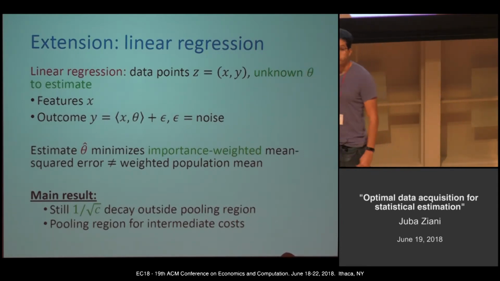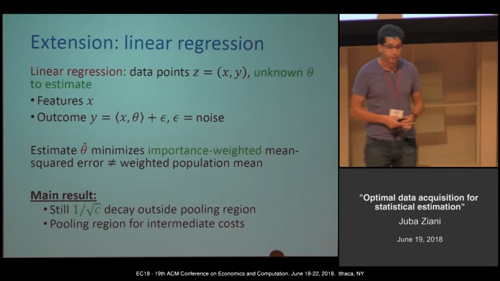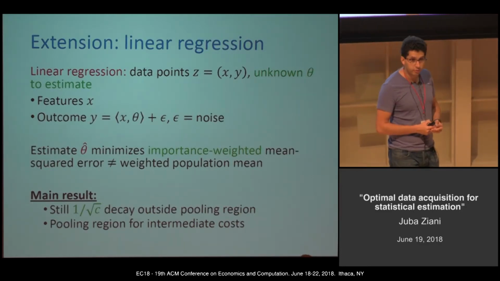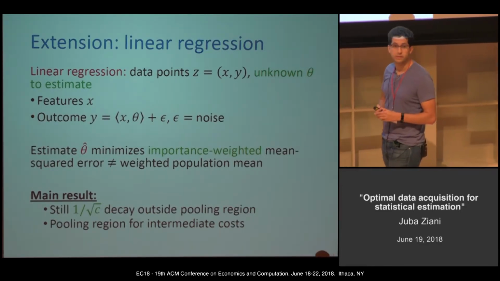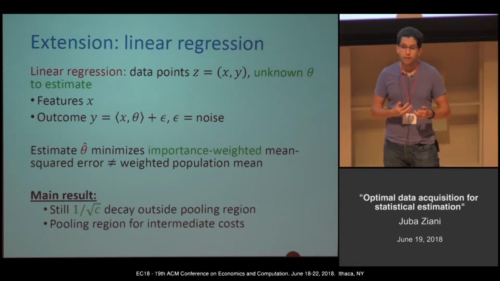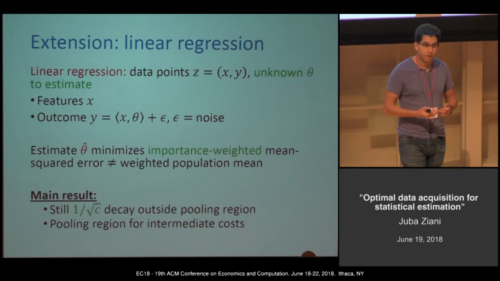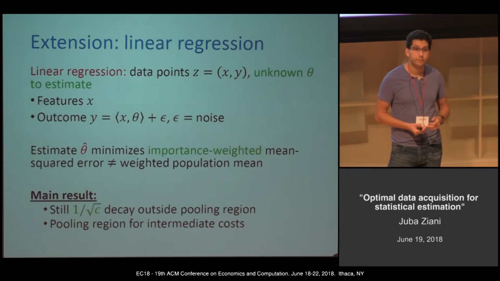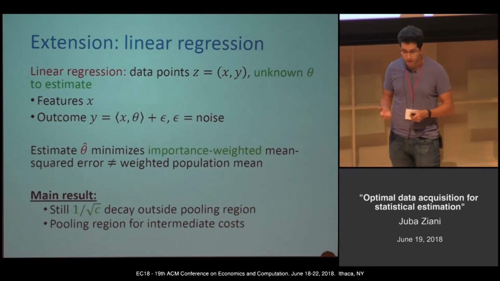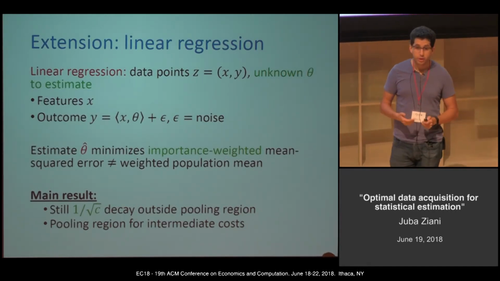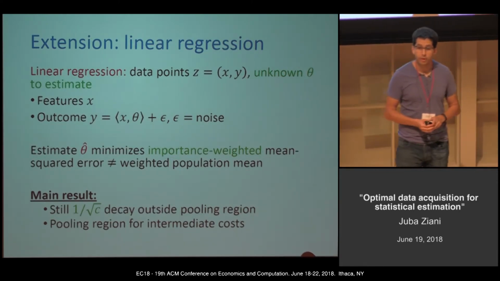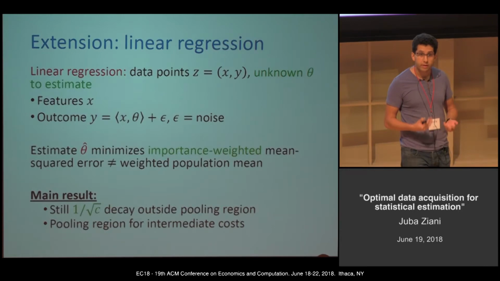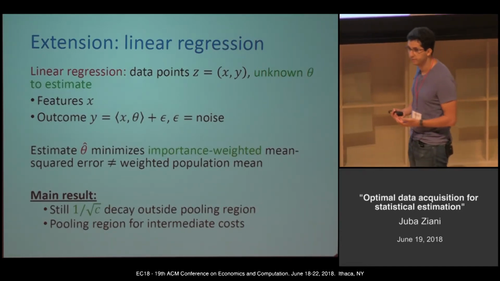Finally, I would like to tell you about the main extension in our paper, which is that we extend our results to the case of linear regression. So now the setting is that my data points are going to be pairs of features x and an outcome y. And this outcome is going to be a noisy linear function of the features parameterized by some unknown theta, and that's what the analyst is trying to estimate.